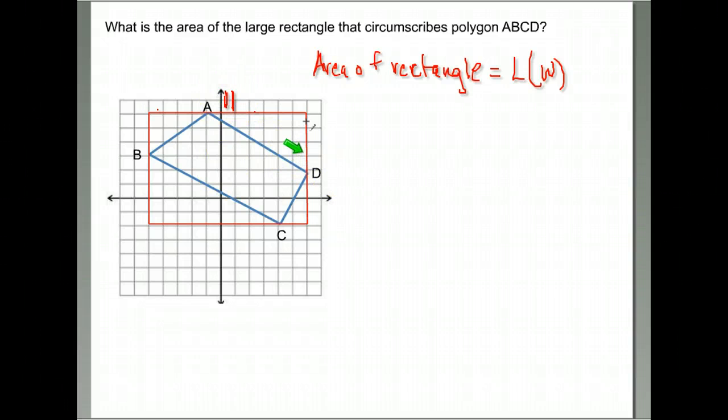Now let's do this side. 1, 2, 3, 4, 5, 6, 7, 8. It's a length of 8. We don't have to count the bottom and the left side because they will be the same as the top and the right side. We can go ahead and find the area of that rectangle now. We do the length times width. So we have 11 times 8, or 88. Alright, that's step one. Step one, you draw the rectangle around the figure, find the area of the rectangle.